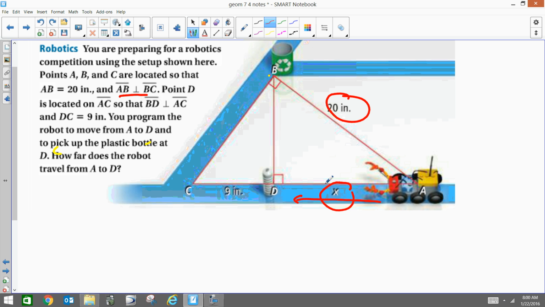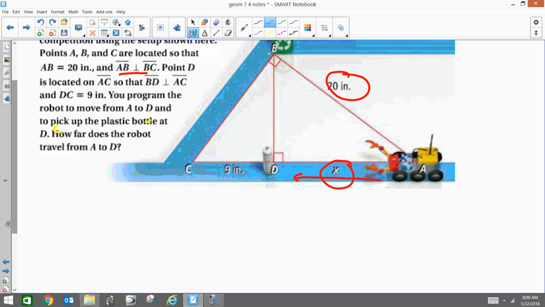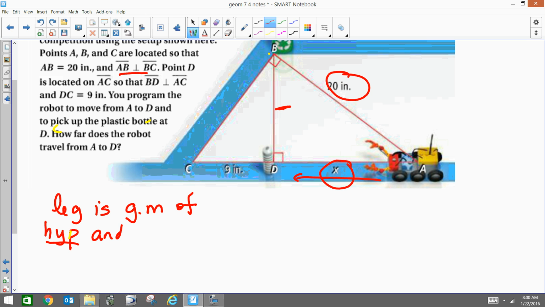So clearly we're looking for x. X is not an altitude. The altitude's not involved at all, because this is the altitude. So clearly we're looking for the leg. Let me just write the words. The leg is the geometric mean of the hypotenuse and the segment of the hypotenuse adjacent to that leg. Okay, so those are the words.